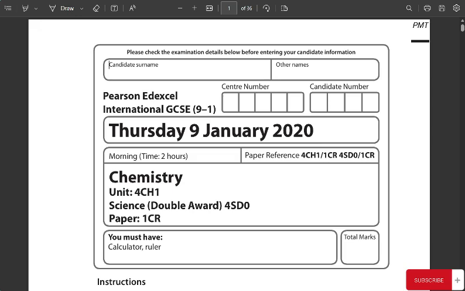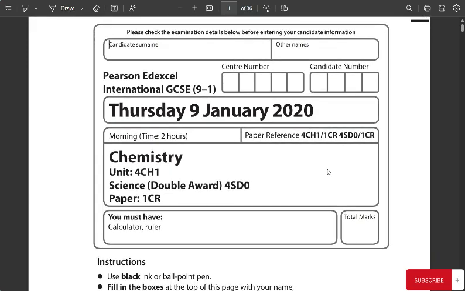Unit 4CH1 Science Double Award, 4SD0 Paper 1CR. Okay, let's start.